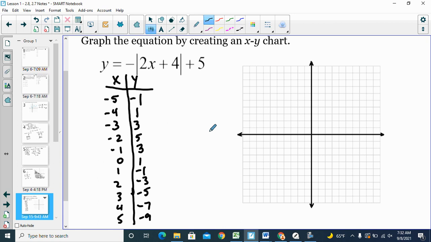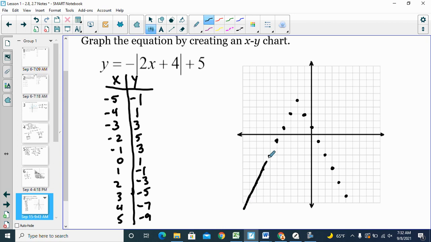All right, so all of our values are shown there. We are going to plot our points. Negative 5, negative 1; negative 4, 1; negative 3, 3; negative 2, 5; negative 1, 3; 0, 1; 1, negative 1; 2, negative 3; 3, negative 5; 4, negative 7; 5, negative 9. And notice if I had plugged in like negative 6, that would have given me this point here. Kind of continue on with our pattern here.